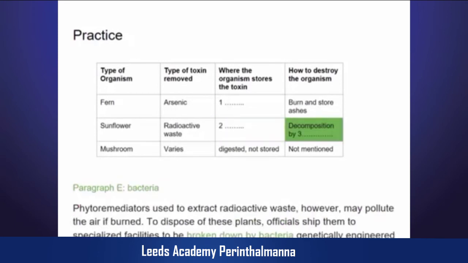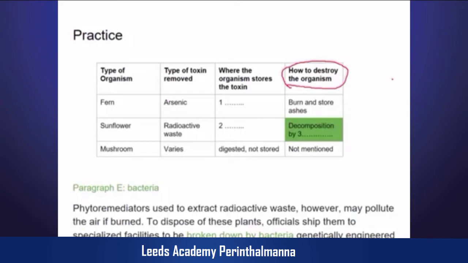Okay, for question 3, we had a different category to consider. Now we're moving on from where it stores the toxin to how do we destroy the organism. Okay, so these organisms take in these toxins and they can't just be left out there, because when they die or something happens to them, they will simply absorb that bad stuff back into the earth. So they need to be removed and destroyed in some way. And the article describes that process for all of our organisms mentioned, except for the mushroom. It's not mentioned about the mushroom.